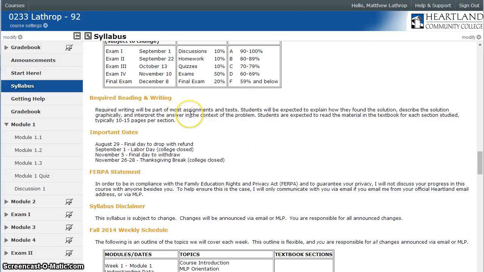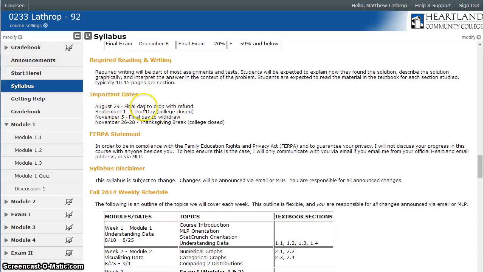Required reading and writing is something you should take a look at. Some important dates are listed, including the final day to drop with refund. Hopefully nobody ends up needing to drop the course within the first 2 weeks, but it's something you should be aware of. And the final day to withdraw is November 5th. Again, hopefully everybody has a successful experience in this course and we don't end up losing anybody, but those are dates to be aware of. And then we also have some days that were closed for Labor Day and Thanksgiving break. Being an online class, those don't affect us as much, but they are dates to realize that the college itself is going to be closed.